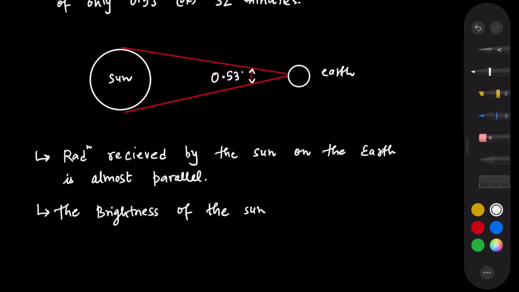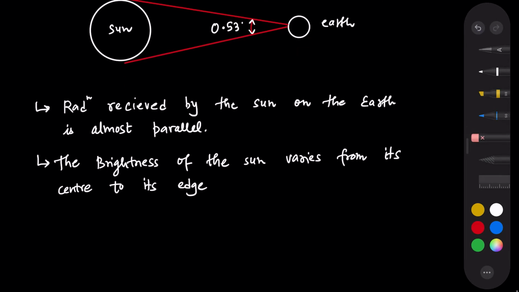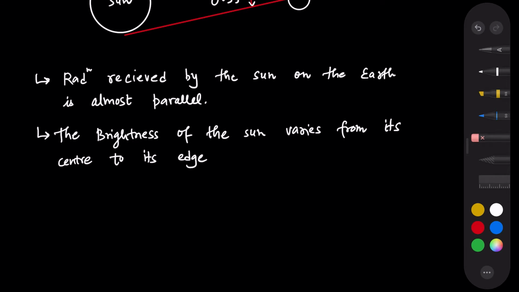Now, the brightness of the Sun varies from its center to its edge. Okay, it means that at the center, at this region, the brightness is high compared to the intensity of the radiation at its edge. Okay, but for engineering calculation we assume it has a uniform brightness.